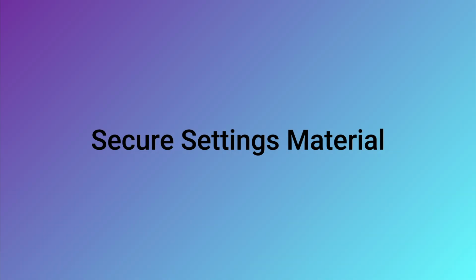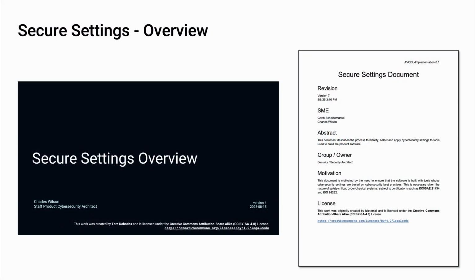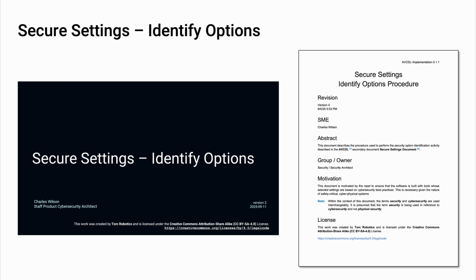Now let's briefly review the materials that provide both documentation and training for how the secure settings activities should be undertaken. First, we have the Secure Settings Overview training video, which complements the Secure Settings secondary document and provides an overview of the secure settings process described in the AVCDL primary document. The Secure Settings Identify Options training goes along with the Secure Settings Identify Options procedure. It works its way through an example using GCC as a basis, covering how one would take a tool and extract the various options from it.